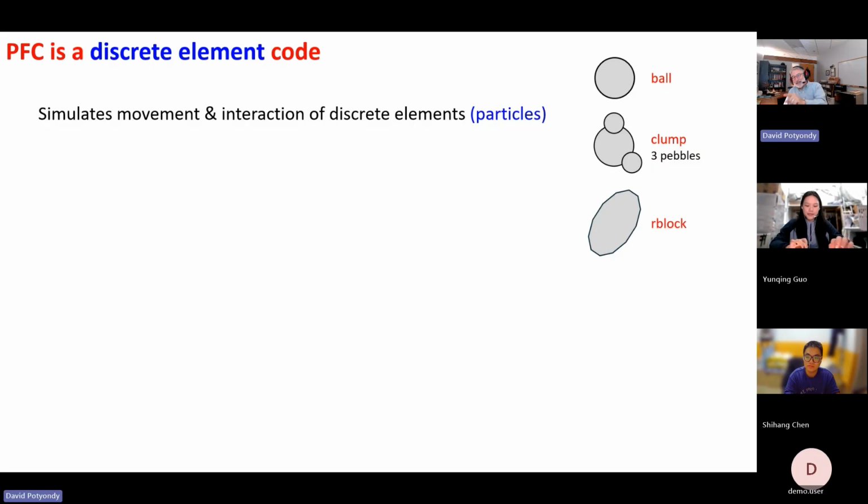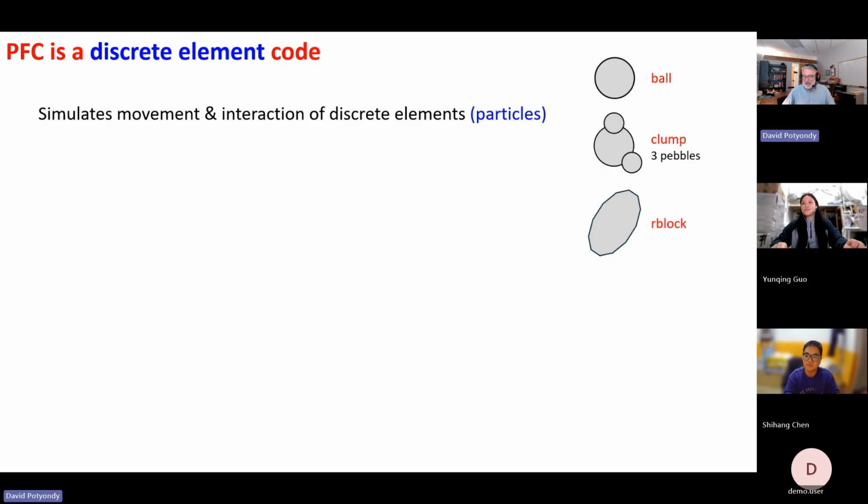In the world of PFC, we have 3 types of particles, and they're called balls, clumps, and rigid blocks. So what are they? A ball is a sphere. In 3D, it's a sphere. In 2D, it's a disc. We can take a collection of spheres and discs and let them overlap if we want, and we can essentially create what we call a clump.